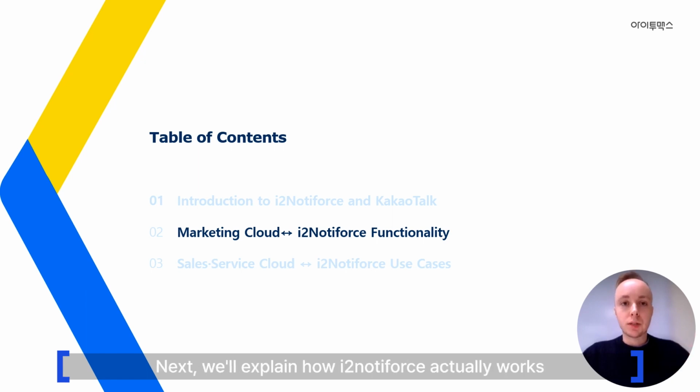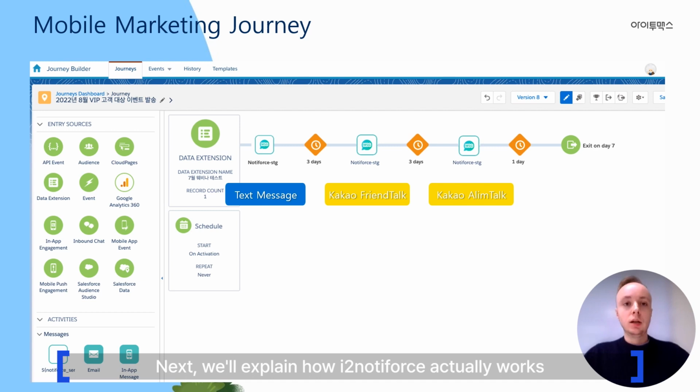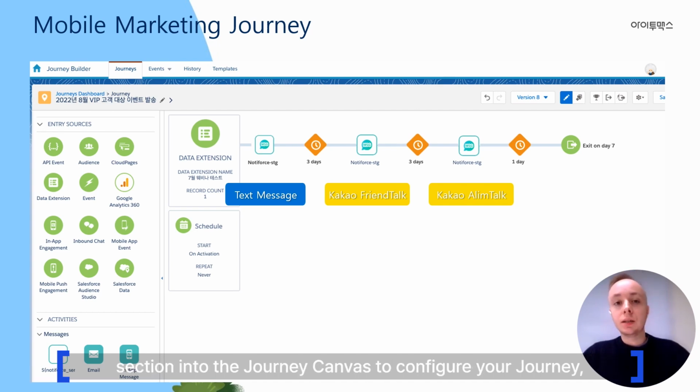Now we'll get into the specifics of how i2 Notiforce actually works. This is the Marketing Journey Builder screen for configuring campaigns in Marketing Cloud. After a simple installation of the i2 Notiforce module, you will be able to drag and drop an i2 Notiforce icon from Messages in the Activities section into the Journey canvas to configure your journey, all without any complicated coding.